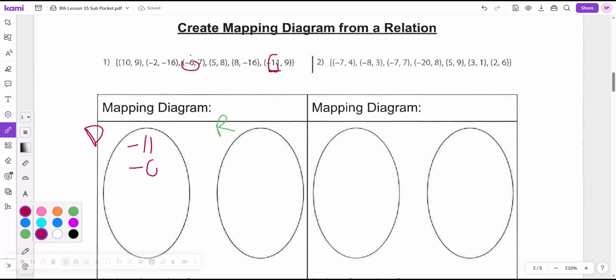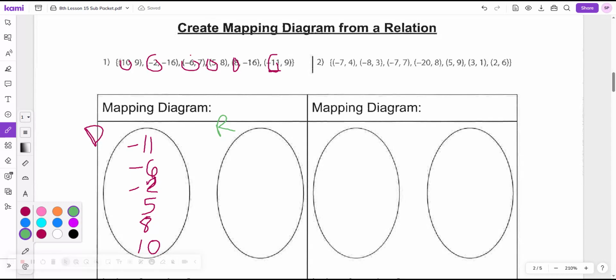And you write them going down like this. And I see a -2 and a 5. Oops, sorry. And then we have the 8 and the 10. Again, these are all the x's. Then I'm going to go ahead and do the same thing with the range. I'm just going to use a different color to make my organization easier.